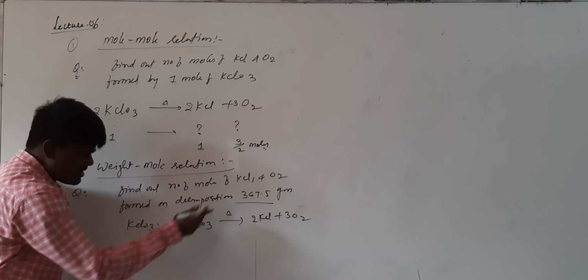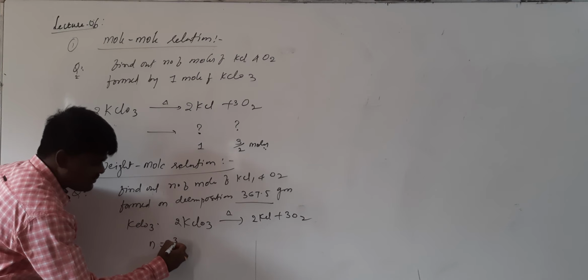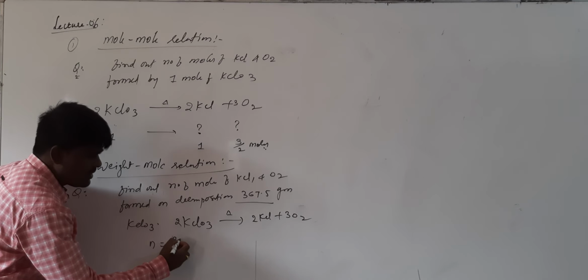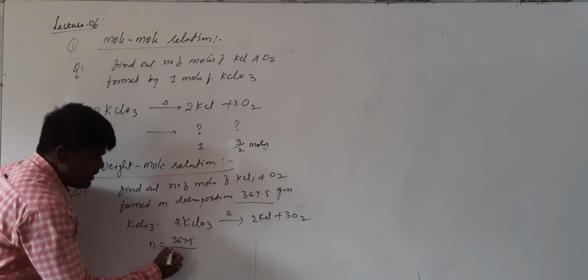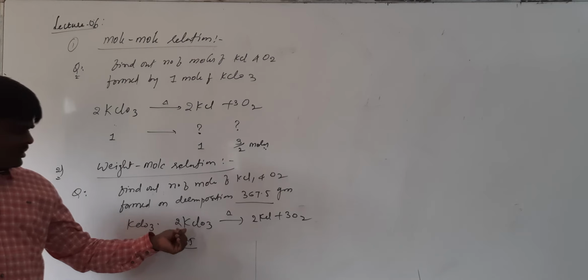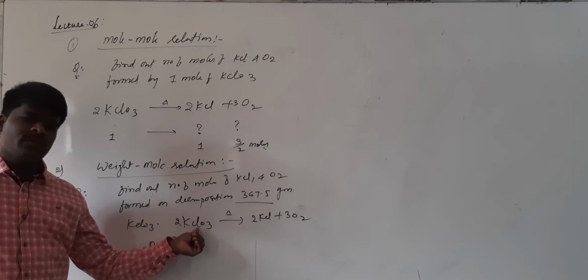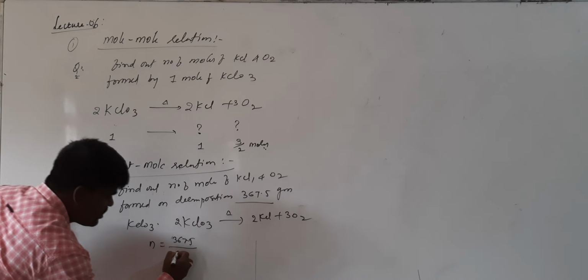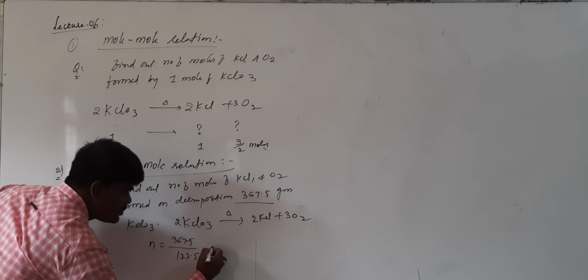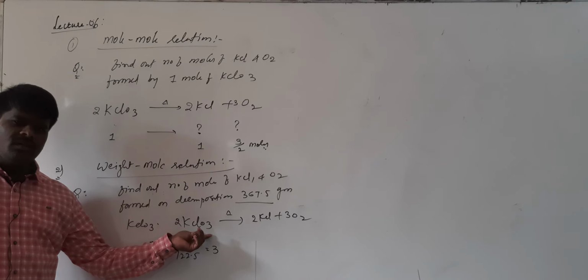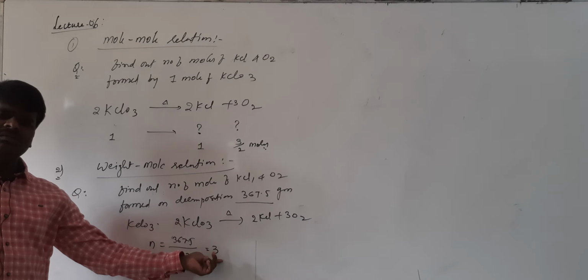He has given the mass. From the mass we can calculate the number of moles. What is the mass given? 367.5. And what is the molar mass of potassium chlorate? Potassium will be 39, chlorine will be 35.5 and oxygen is 48, which comes to be 122.5. So the number of moles undergoing reaction can be calculated from the mass.